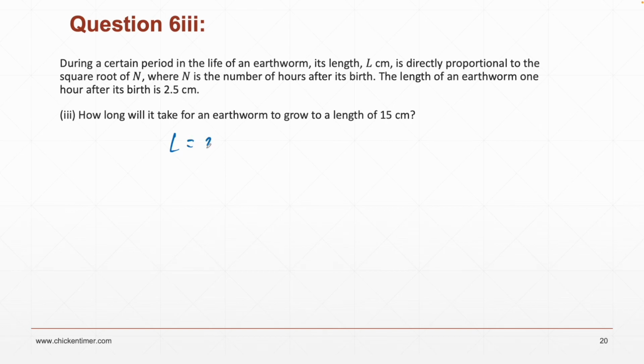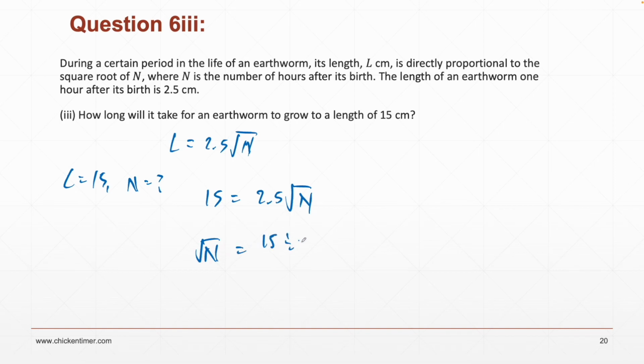Then the third part, actually, we will start with the equation again. So L equals 2.5 square root n. They say, how long does it take for the earthworm to grow to a length of 15 centimeters? So L equals 15. What is n? So we will substitute 15 into the equation. So 15 equals 2.5 square root n. So square root n is 15 divided by 2.5, which equals 6. So n will be the square of 6. So you get 36. So this is 36 hours.